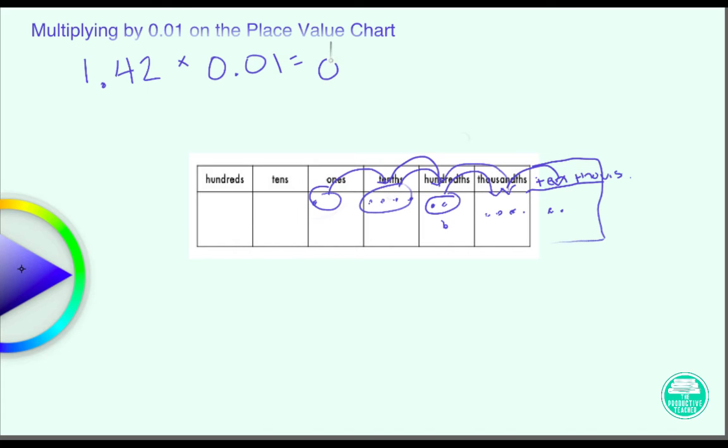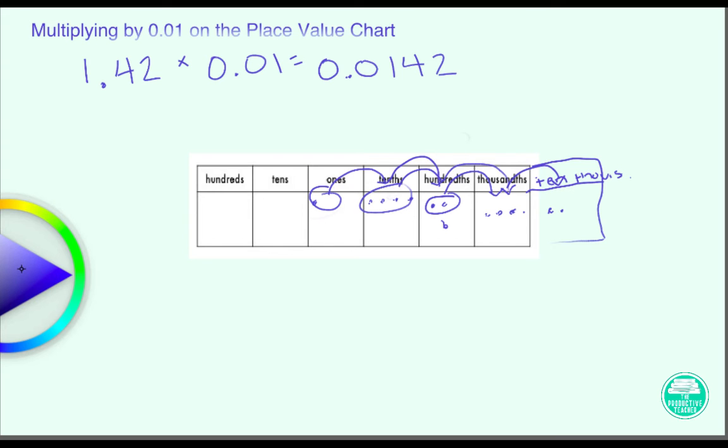So my answer is going to be 0.0. I don't have any tenths. I have 100th, 4 thousandths, and 2 10 thousandths. It's a very small number. Okay. Let's take it one step further.